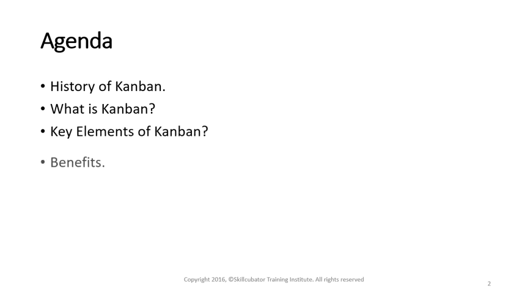So the agenda for today: we'll first start with the history of Kanban, then we'll understand what Kanban is with some very basic examples. Then we'll see the key elements of Kanban, which include the Kanban board, WIP limits (work in progress limits), and some key metrics which are commonly used. And then we'll see the benefits of Kanban. So let's first start with the history of Kanban.